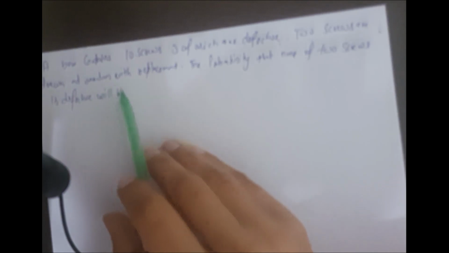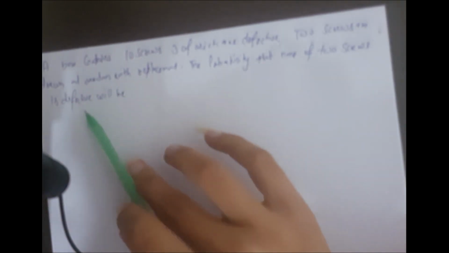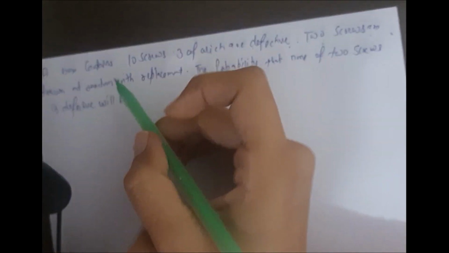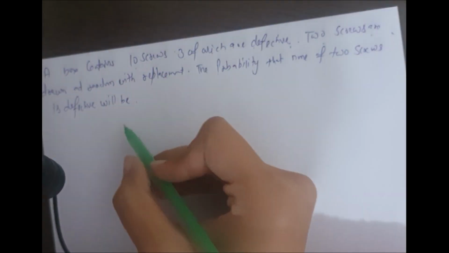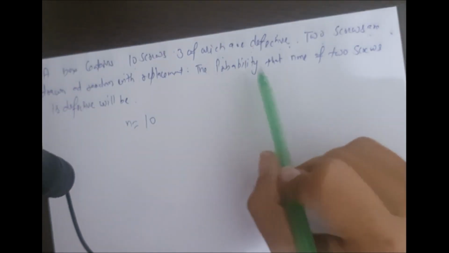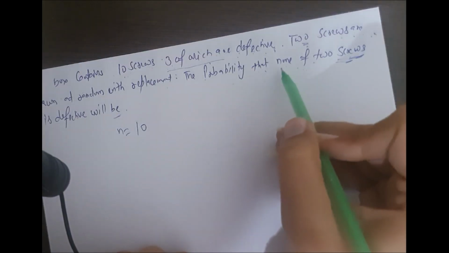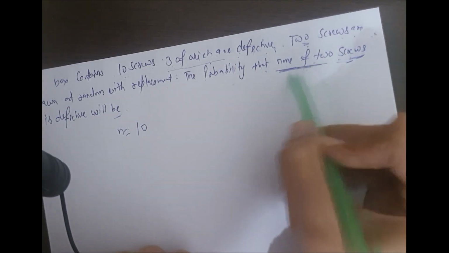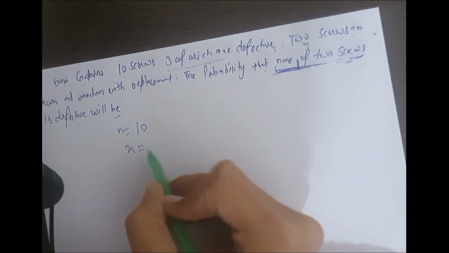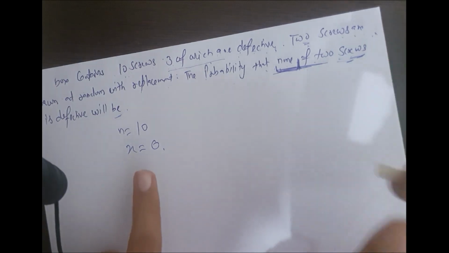A box contains 10 screws, 3 of which are defective. 2 screws are drawn at random with replacement. The probability that none of the 2 screws is defective will be. Here a box contains 10 screws, 3 of which are defective. We have to find the probability that none of the screws is defective, so x is 0, because they are asking that none of the 2 screws is defective.